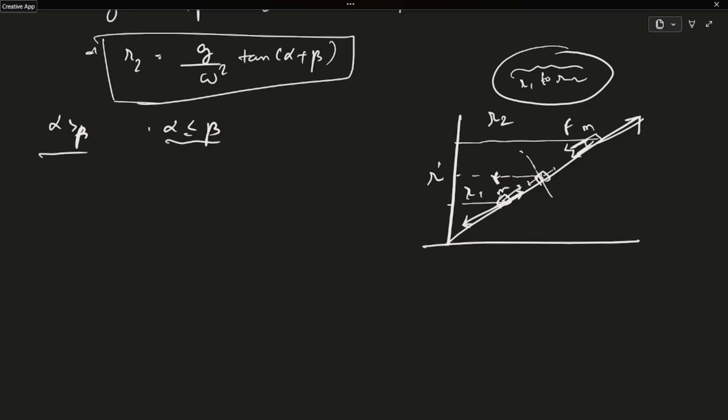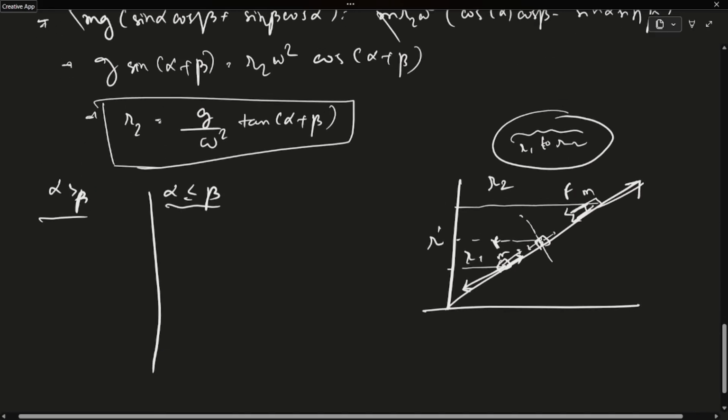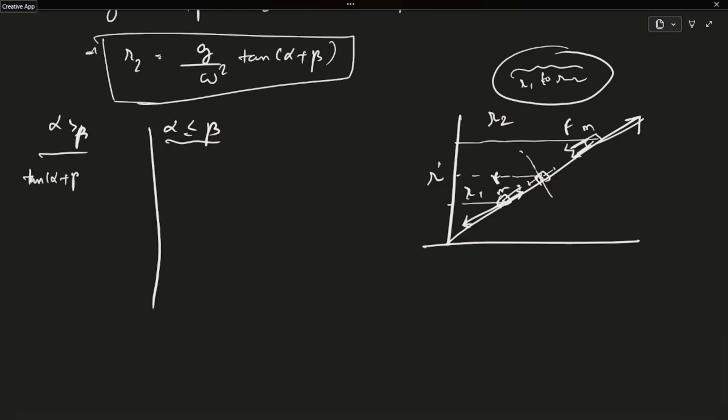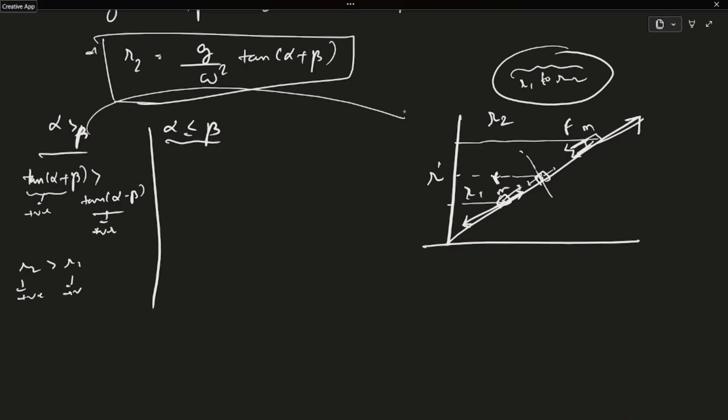So what if alpha is greater than beta? If alpha is greater than beta, tan of alpha plus beta is greater than tan of alpha minus beta. This quantity is positive, this quantity is positive. R2 is greater than R1. Both of these are positive values. So this scenario is for alpha greater than beta. R1 has some positive value, R2 has some positive value. In between R1 and R2, the block will be at rest.